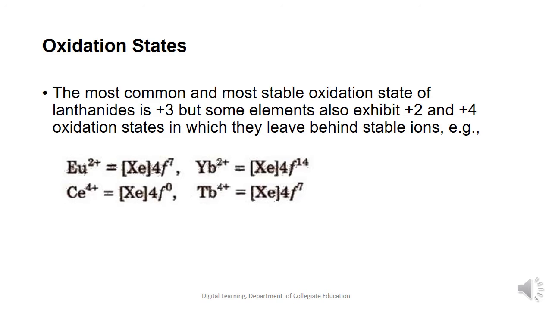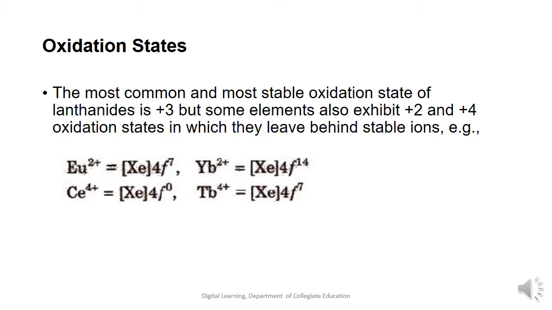These are shown by these elements, which by doing so can attain the stable f0, that is empty, f7 half filled, or f14 completely filled configuration. For example, the elements cerium and terbium exhibit +4 oxidation states, and the elements europium and ytterbium exhibit +2 oxidation state.